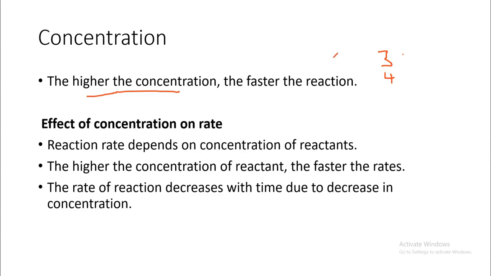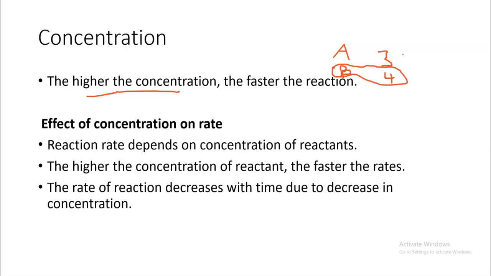Let's say the first one is A and the 4 is B. They're going to ask you a question like, between A and B, which one will you expect to have a faster reaction rate? So always remember, the higher the concentration, the faster the reaction. So 4 is higher than 3, so you would expect B to have a faster reaction because it has a higher concentration.